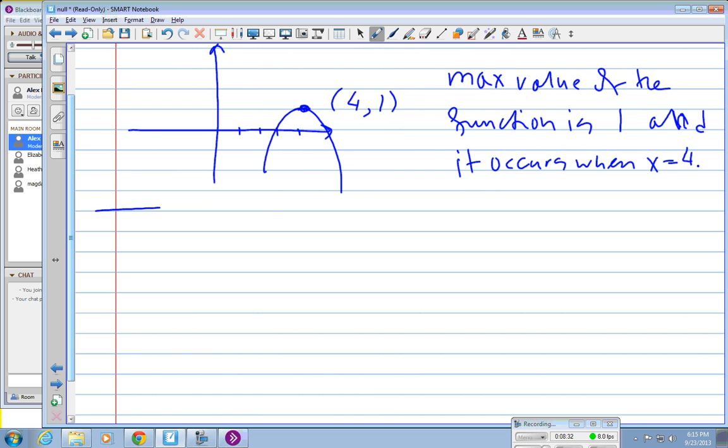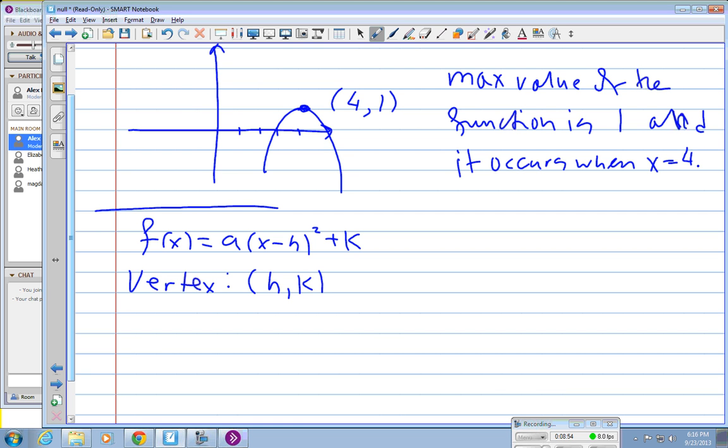So this general form, f of x equals a times x minus h squared plus k, we like that form because it will tell us exactly where the vertex is. It will tell us exactly whether it's a maximum or a minimum. So the location of the vertex is going to be h, k. So it shifts h units horizontally and k units vertically.